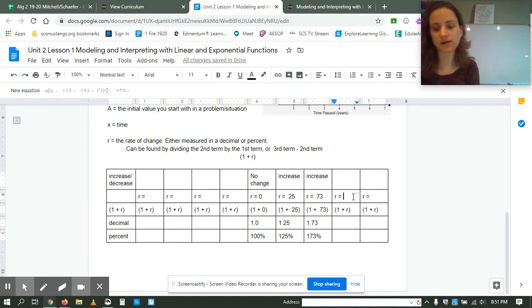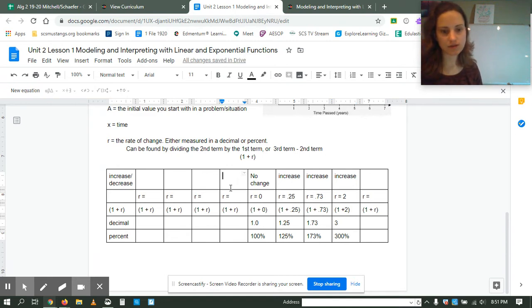And then you can have R values bigger. You can have R values of 2. This is still an increase. And then you're doing 1 plus 2, which will give you 3 as a decimal, or an increase of 300%. So basically it increased 3 times what it was.